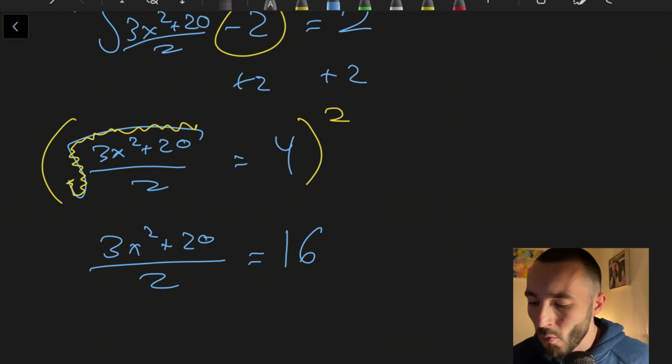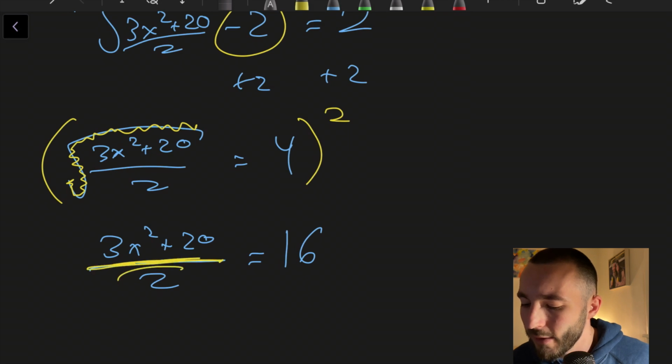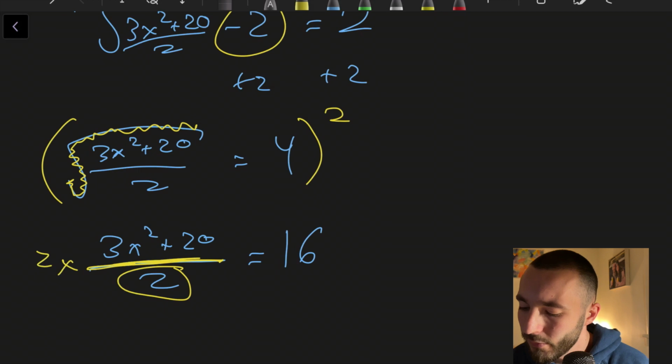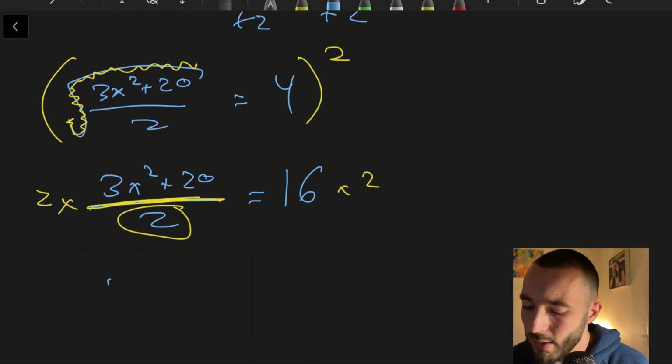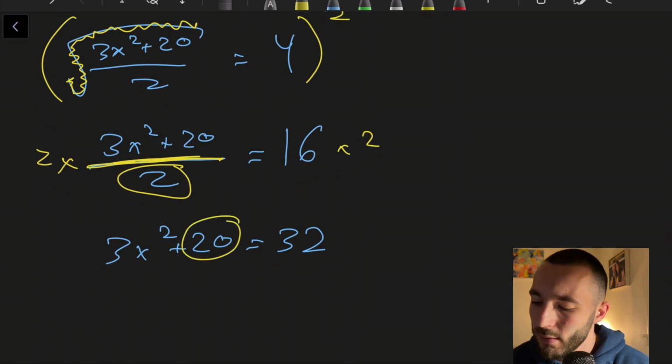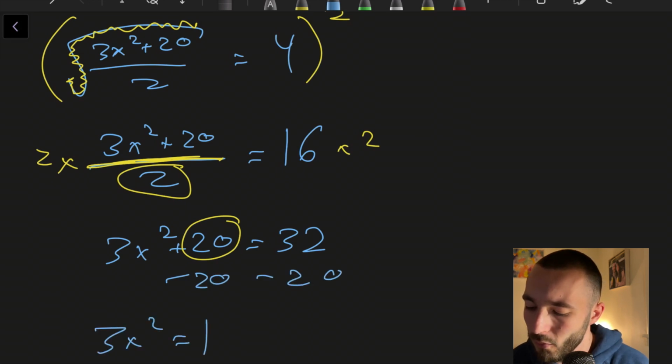Next, what is the farthest thing away from the x? Well, it's the thing that's separated by a line, that 2. What is the 2 doing? It's dividing the x. How do we undo division? With multiplication. Times 2 times 2. 3x squared plus 20 equals 32. Now, what's the farthest thing away from the x? The +20. So we're going to do -20 on both sides. Got 3x squared equals 12.